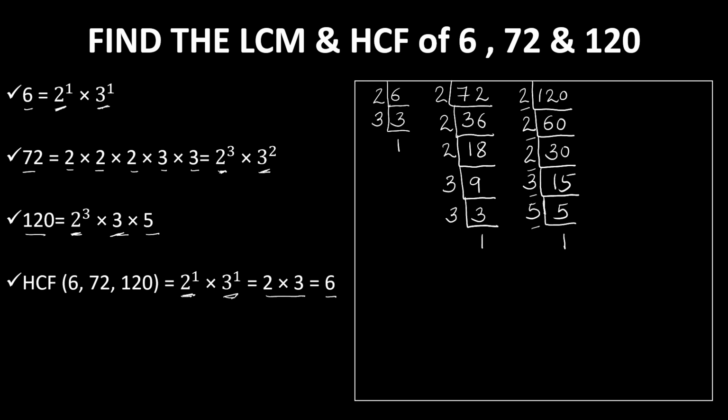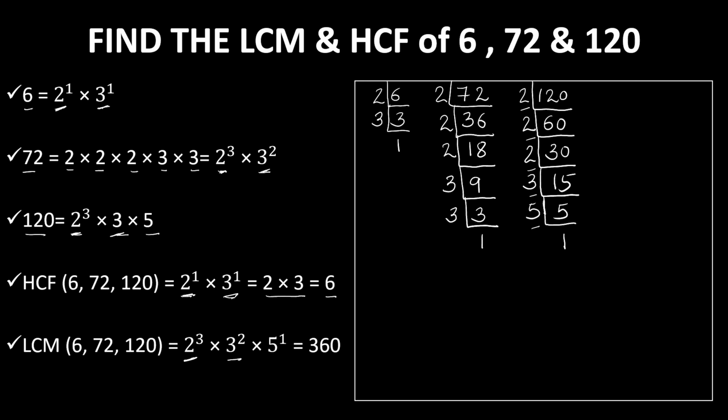Now, we will be finding the lowest common multiple. While writing down the lowest common multiple of these three numbers, we will make sure that we write down the highest exponent possible for all these three numbers. So, here we could observe that the highest exponent of 2 in 6, 72 and 120 is 3. So, we are writing down 2 raised to 3. For 3, the highest exponent in all these three numbers is 2. Therefore, we will be writing 3 raised to 2.